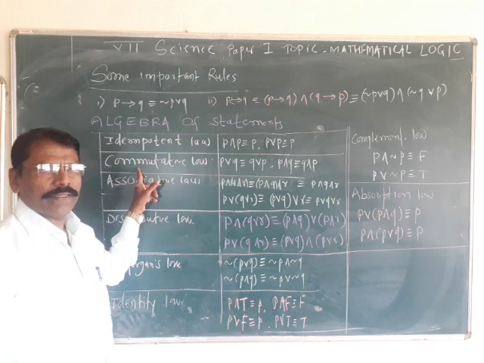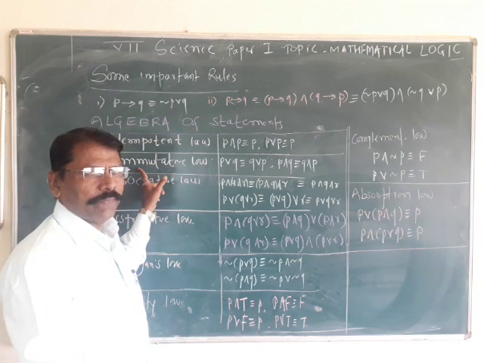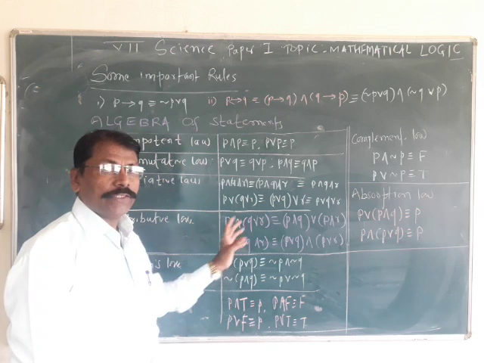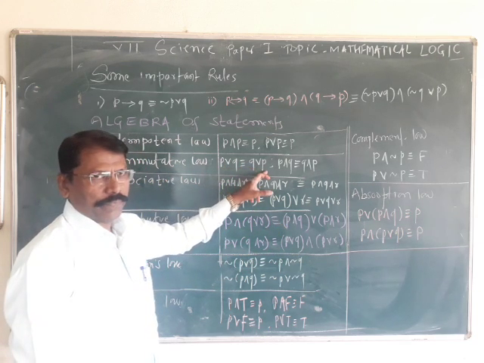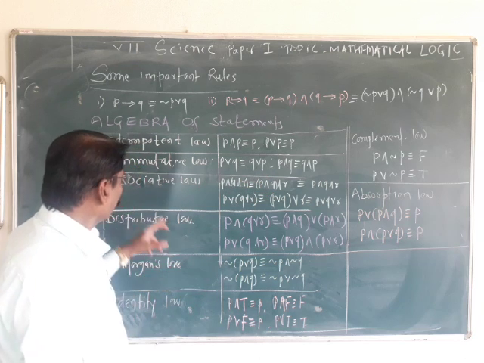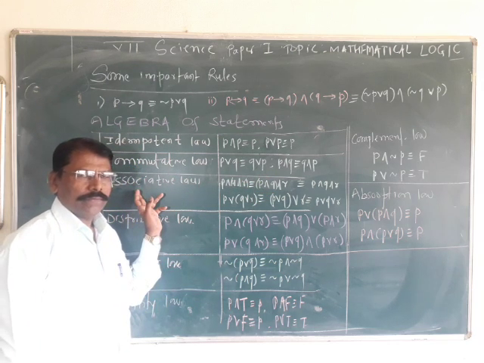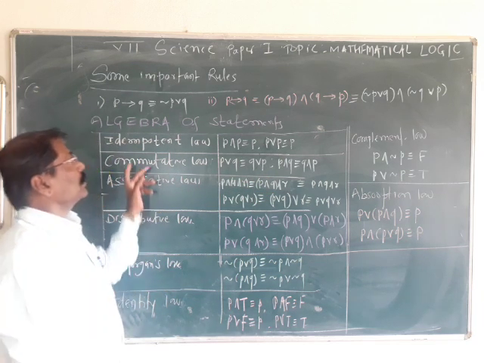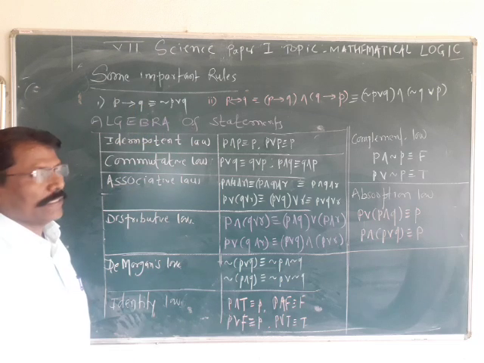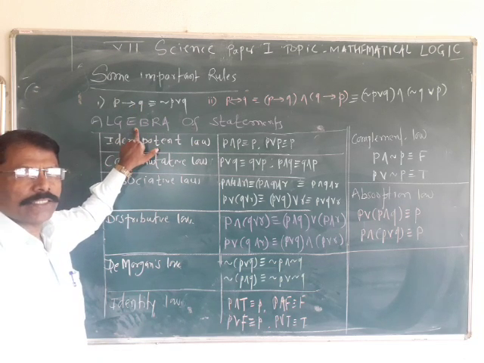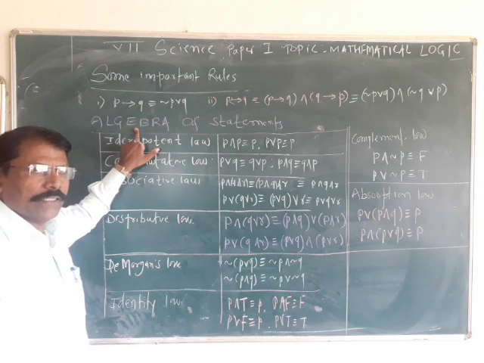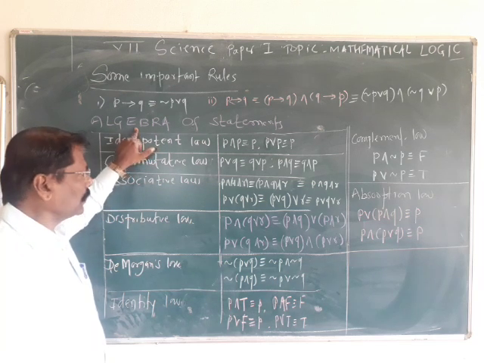Commutative is like algebra, that is A plus B is equal to B plus A, A into B is equal to B into A. Similarly, P or Q, Q or P. We can change the order. Associative law, that in algebra we use, so that is why it is called algebra of statements. Why is it called algebra? In algebra, addition and multiplication are commutative. Addition, subtraction, multiplication are distributive. The same thing here.